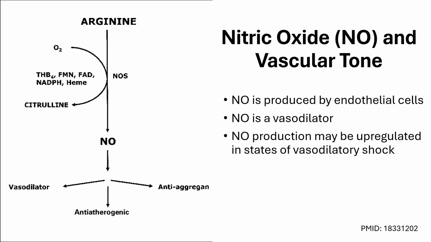Nitric oxide, or NO, is produced by endothelial cells and acts as a vasodilator, antiaggregant, and antiatherogenic molecule. Its production may be upregulated in states of distributive shock, such as septic shock and vasoplegia state after cardiac surgery. The precursor for nitric oxide is the amino acid arginine.